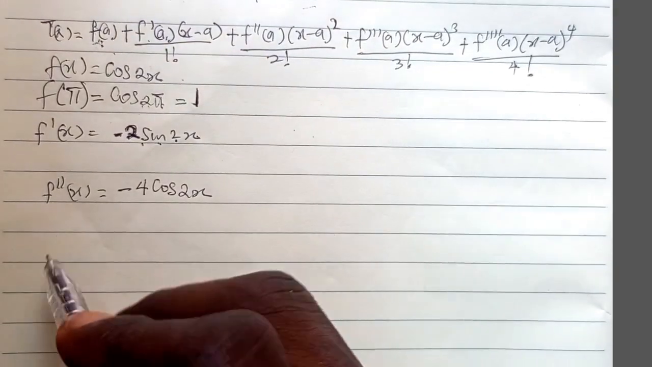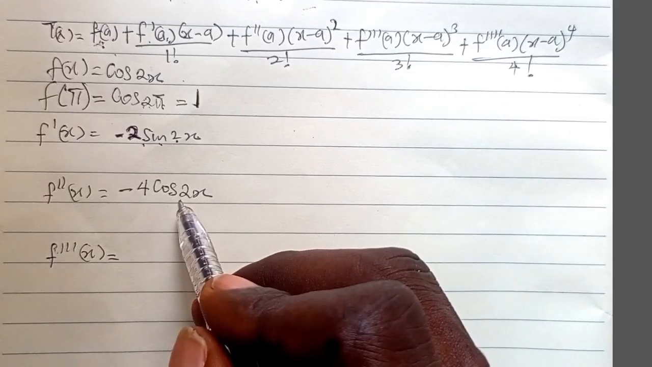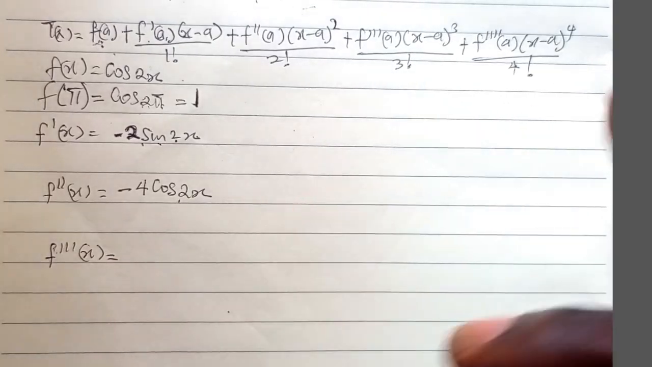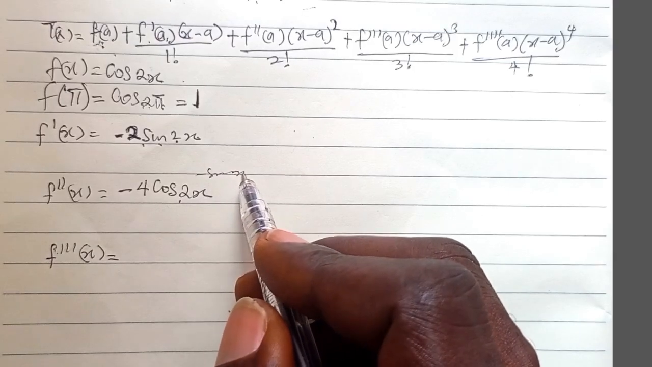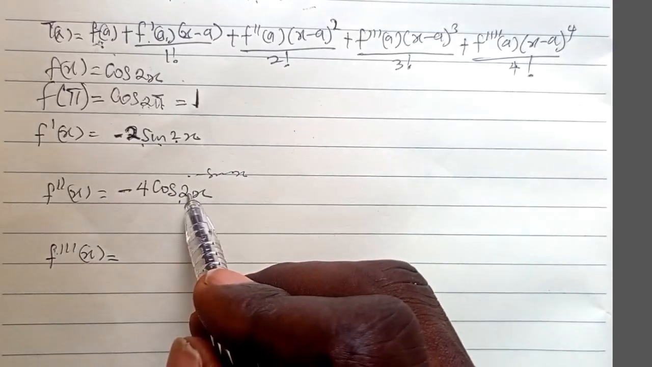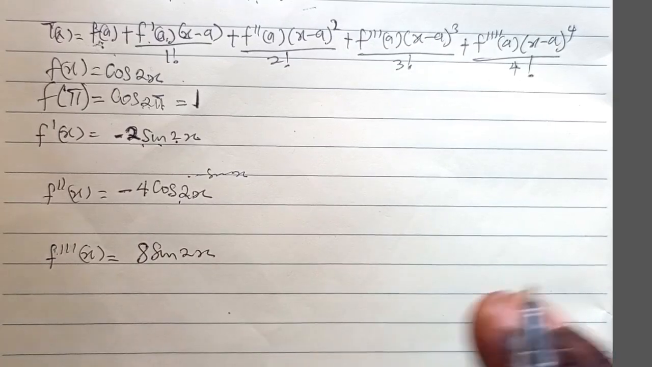And then go the third time. For the third time, we're going to have f prime prime prime of x. Differentiate cos, you're going to get sine, right? But it will be negative sign. So at the end of this, thing will be plus because you're going to get minus sine. So that minus will cancel this one. So this 2 just times this 4. That will give you 8 sine 2x.